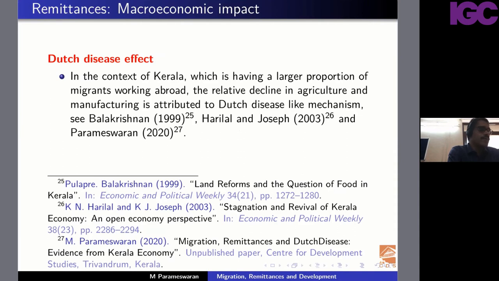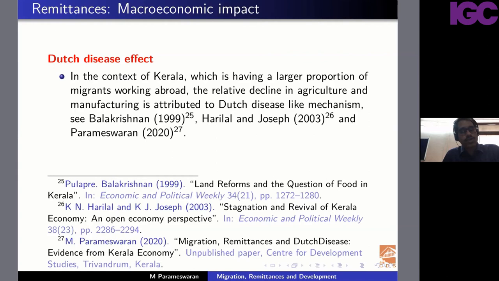That's a Dutch disease phenomenon. And this argument was later extended by Hedlal and Joseph to explain the deindustrialization in Kerala, that is, the share of manufacturing industry declined drastically. To explain that phenomenon, Hedlal and Joseph used this argument, that is, increased remittances and migration. In a recent paper, I examined these first two papers, Balakrishnan and Hedlal and Joseph. They were making an argument, but they were not providing empirical evidence on that. But in the recent paper, I verified this argument in the context of Kerala.